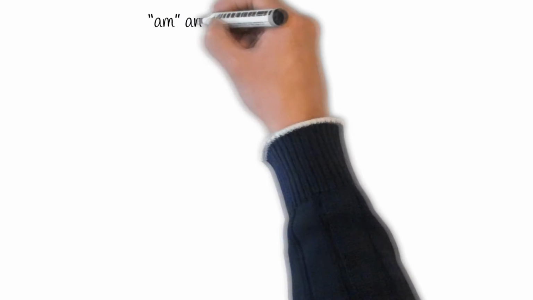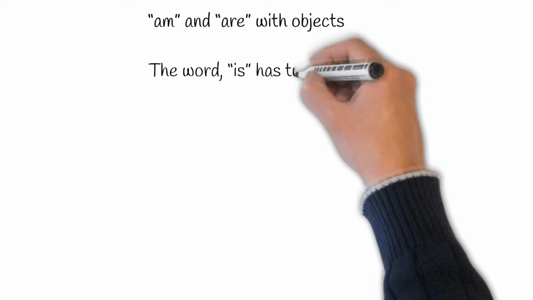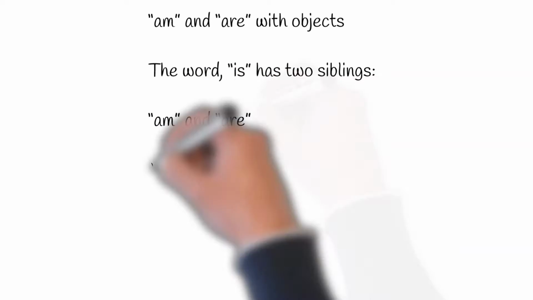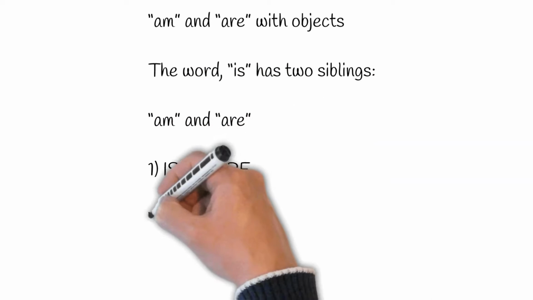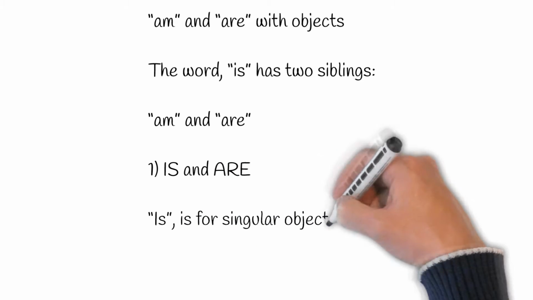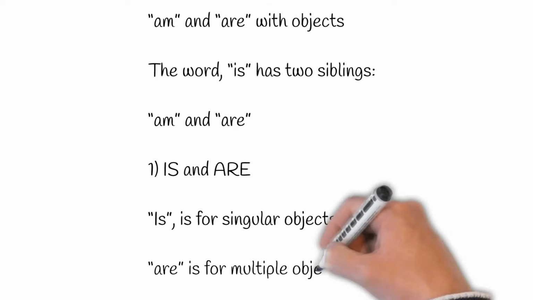Let us now examine am and are with objects. The word is has two siblings. These are am and are. They also have a certain relationship with the word is. Let's look first at the difference between is and are. Is is for singular objects, whilst are is for multiple objects.